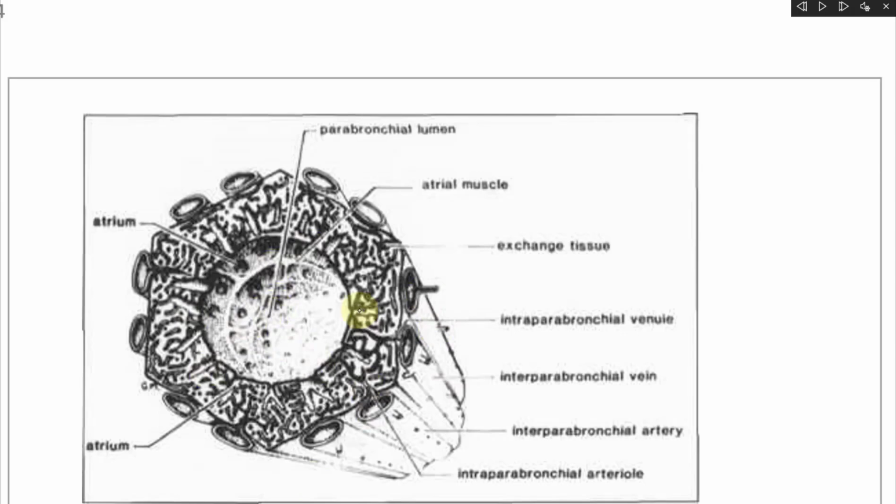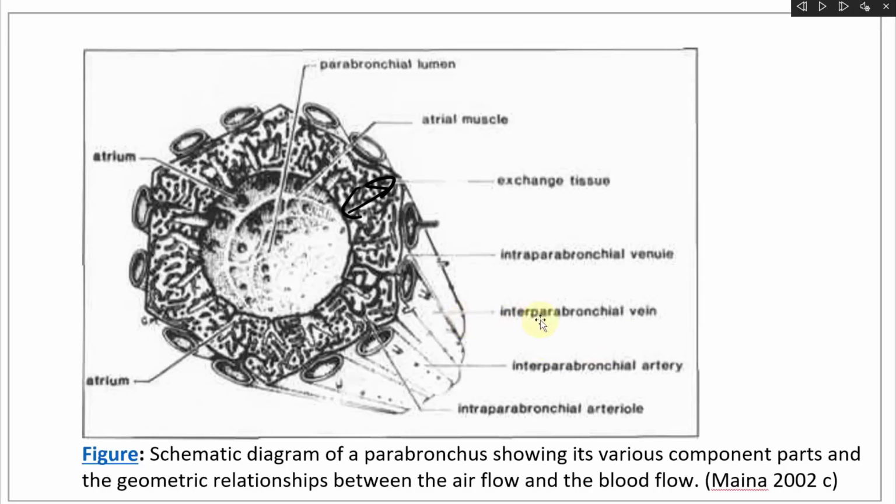But anyways, I searched it up, and this is pretty much the best I can find so far. So look at the honeycomb shape there. There's the lumen on the inside of the parabronchi, and there's atrium around it on this parabronchi there. And the gas exchange occurs over here, and the intraparabronchial venule, and then there's the interparabronchial vein, etc., and then artery and arteriole. These are the small veins. And then the small arteries that connect over to the capillaries, or that branch out from the veins and branch out from the artery.